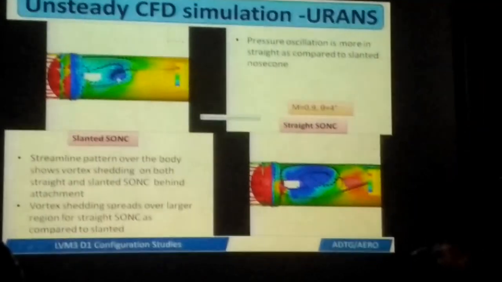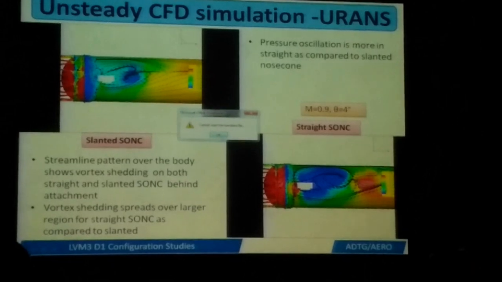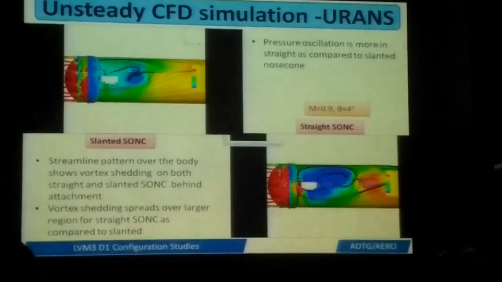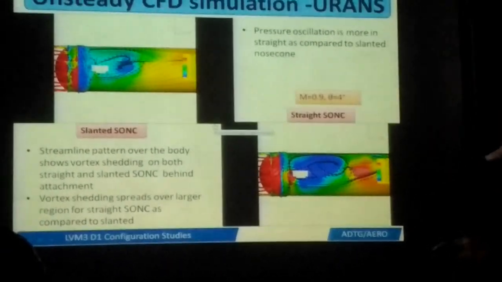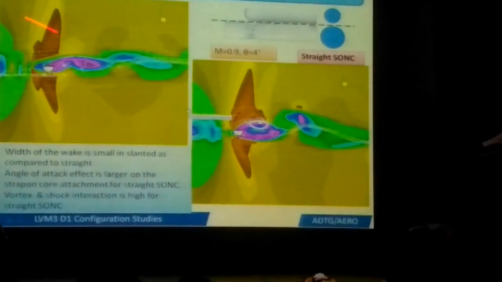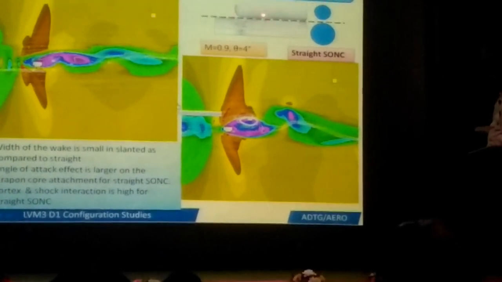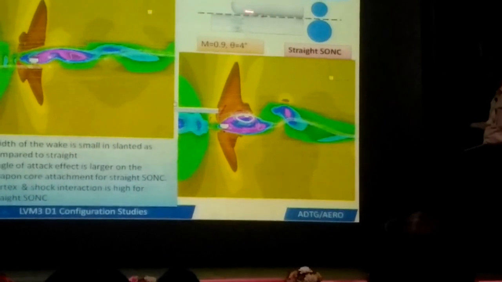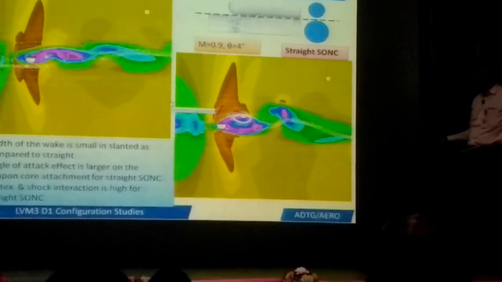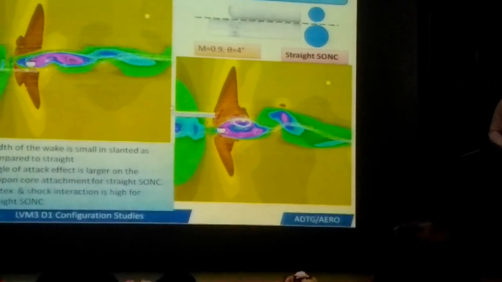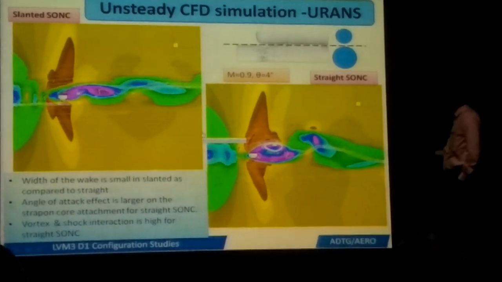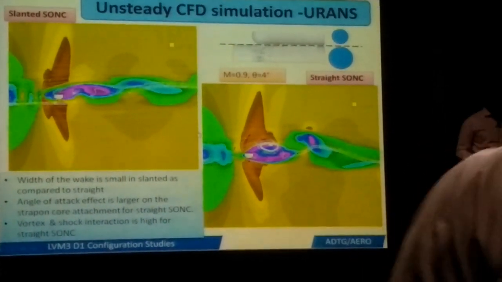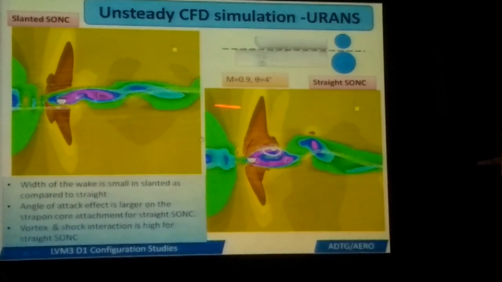Let us see here. So this shows a larger type of flow separation. You can see here the shock vortex interaction is much stronger here, but much weaker in this case, mainly because in the slanted nose cone, you can see here this side the shock will be very weak. So what happens is, because you have almost a flat region here, the interaction is much weaker, and this resulted in much lower acoustic levels measured in this region. So from the straight nose cone to the slanted nose cone, the shock vortex interaction was considerably reduced, which reduced the acoustic levels on the launch vehicle.